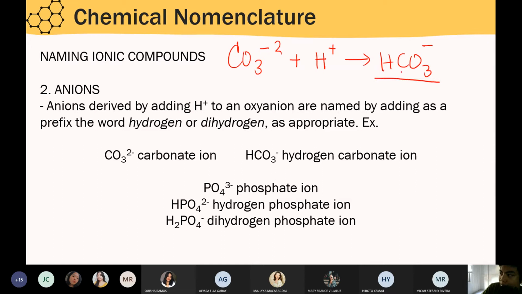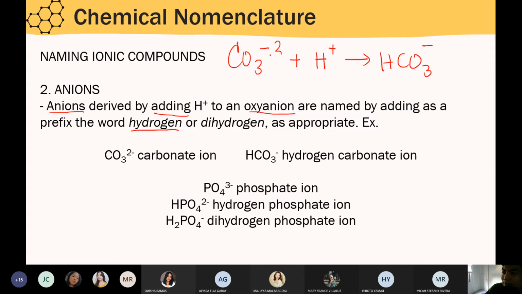What's the name of this one? We don't know, because apparently there are no rules yet in naming this. So how will we name this? According to this last rule, if you add H plus and that results in an anion, then you have to affix the prefix hydrogen to the name of your oxyanion.